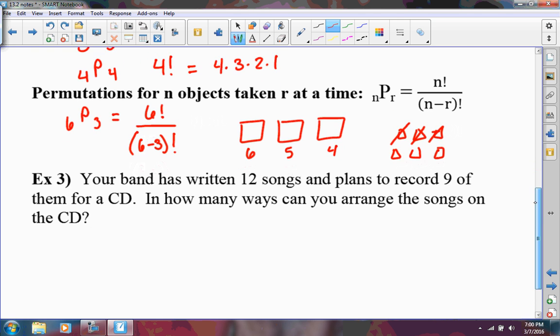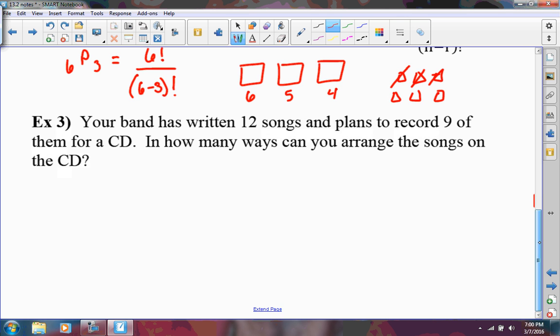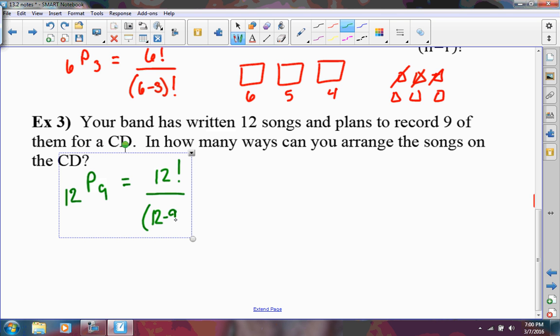So let's take a look at this next example here. Your band, pretend you have a band, has written 12 songs, and you plan to record 9 of them for your CD. So how many ways can you arrange the songs on the CD? And this is definitely a big part of the music industry, how the songs are arranged. Okay, so again, we've got 12 objects, and we want to arrange them into 9 spaces. So that means we're going to take 12 factorial over 12 minus 9 factorial.